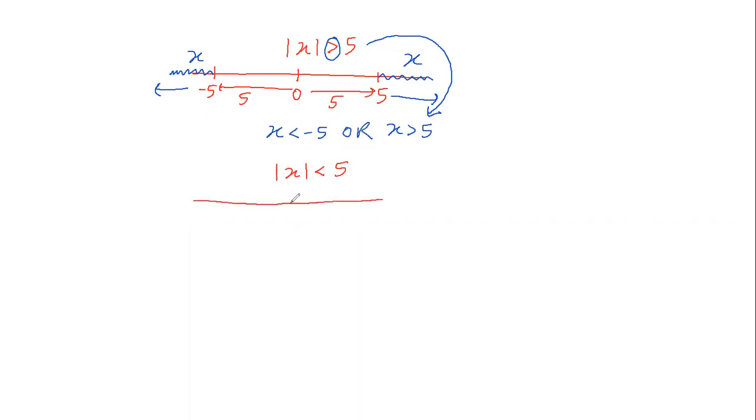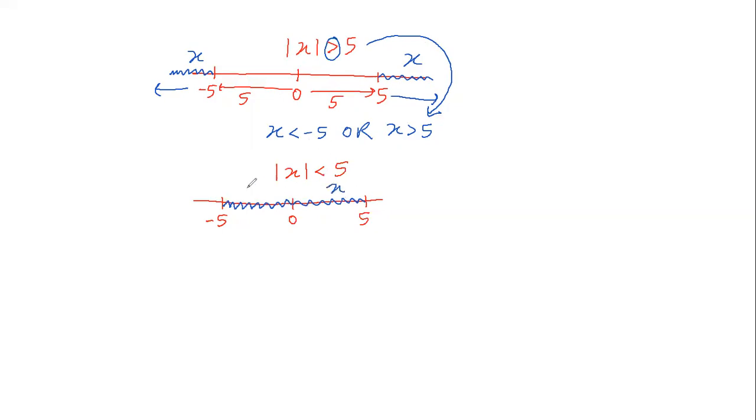So values of x whose distance from 0 is always less than 5. So if I go 5 points ahead, I'll reach plus 5. If I go 5 points behind, I'll reach minus 5. But this time they are looking for the values of x whose distance from 0 is always less than 5. So you can be anywhere here. If you really want to be less than 5 points away from 0, you can be anywhere here also. So this is the possible values of x.